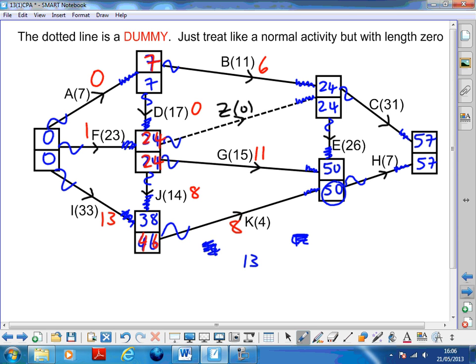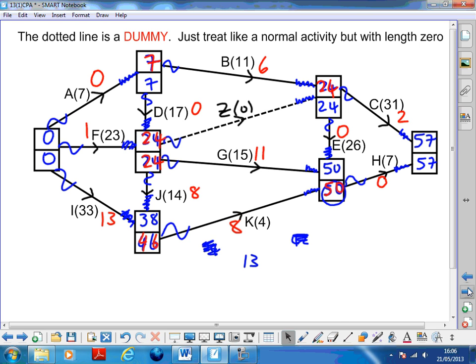And E is going from 24 down to 50, which is 26, and it is 26, so no float on E. C is going from 24 to 57, which is 33, and it is length 31, so that's got a float of 2. Oh my goodness, have I finished? H. H is going from 50 to 57, it's 7, no float.